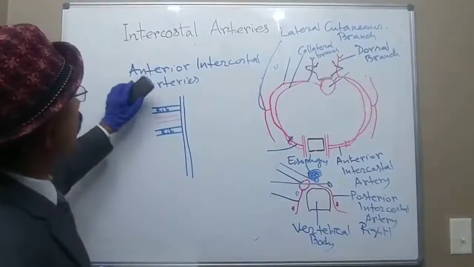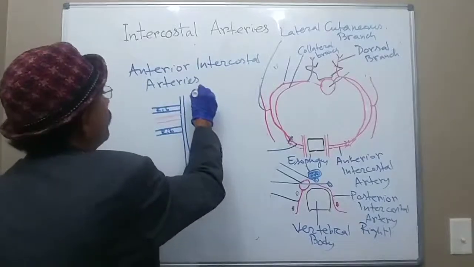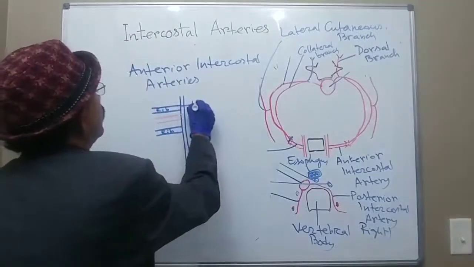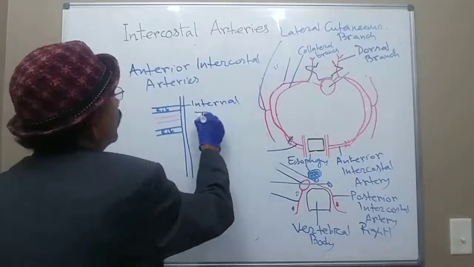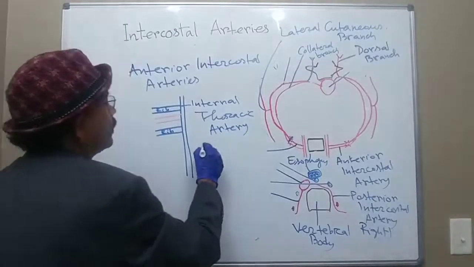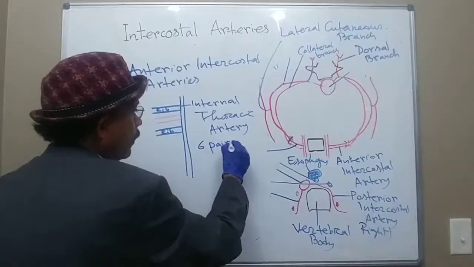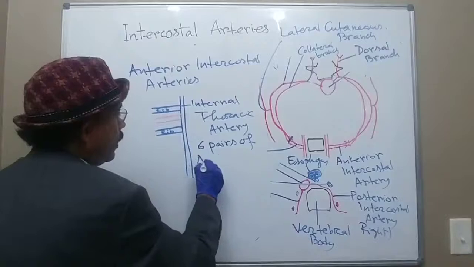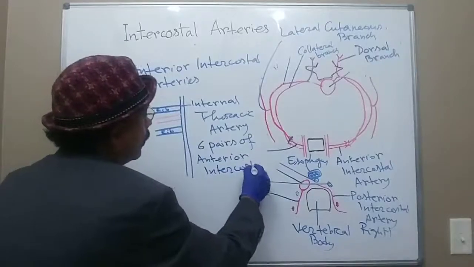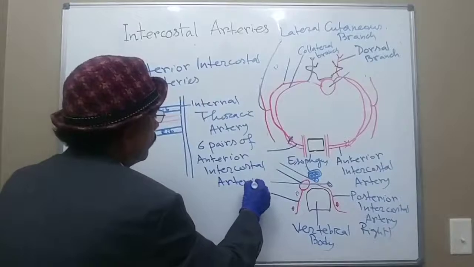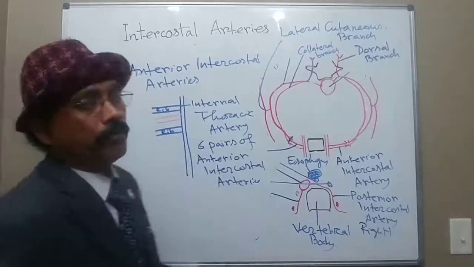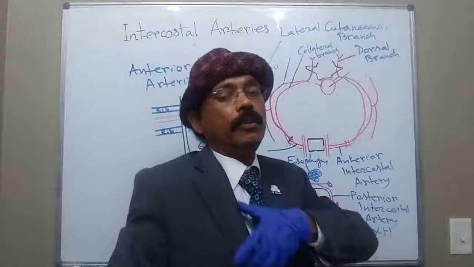So we got anterior intercostal arteries. We have 6 of them. Okay, so this is the internal thoracic artery. From the internal thoracic artery we get 6 pairs on each side of anterior intercostal arteries. Okay, we know that anterior intercostal arteries come out of the internal thoracic artery for the first, second, third, fourth, fifth, sixth anterior intercostal space.